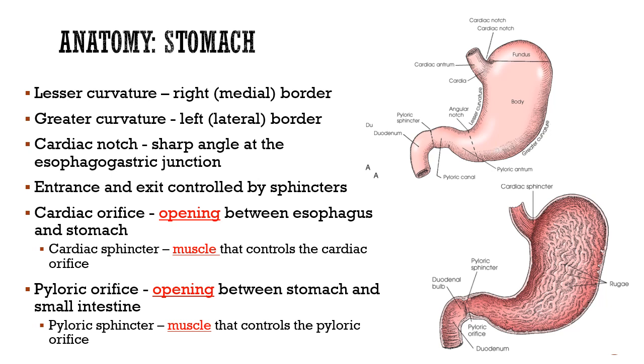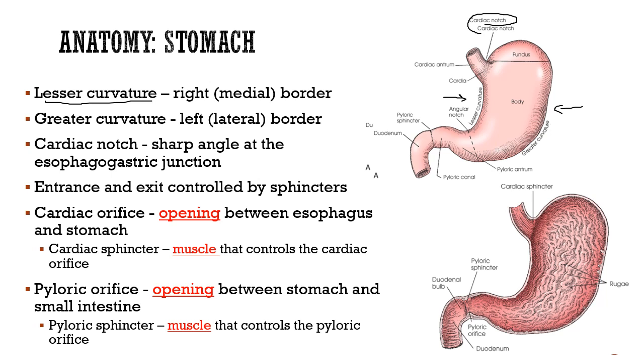Starting off with the lesser curvature, which is the right medial border, that's the smaller border. We have a greater curvature, which is on the other side. It's the left lateral border. There's the cardiac notch, which is a sharp angle at the esophagogastric junction.